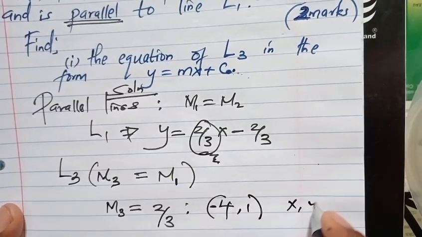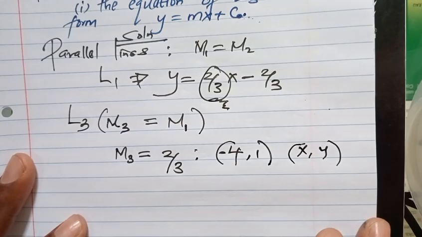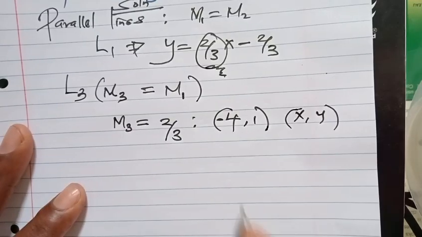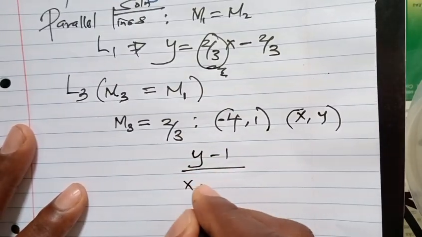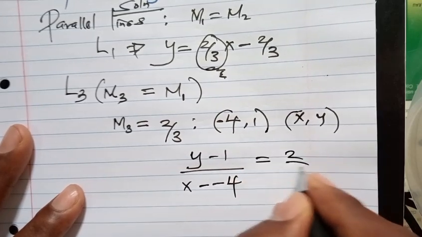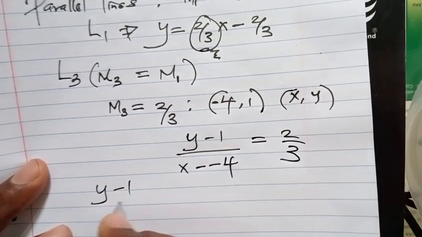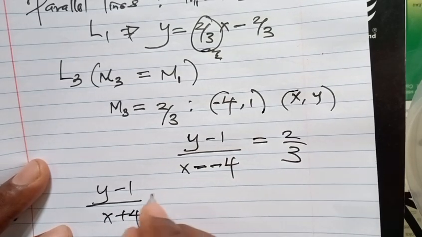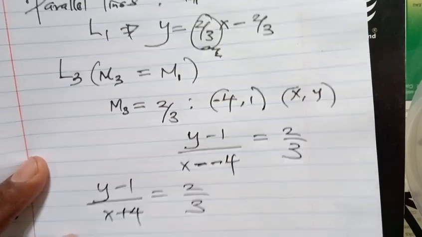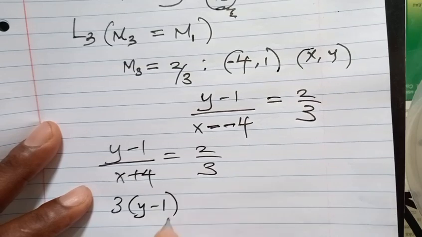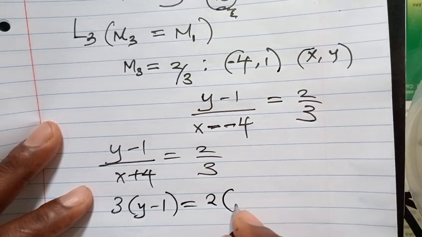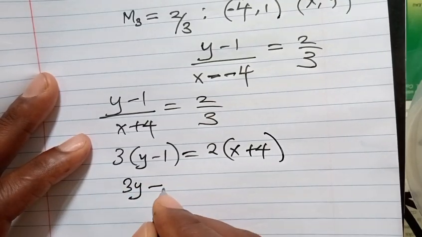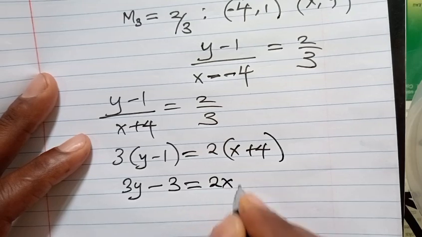We imagine another point, (x, y), and then do the same. Change in y over change in x, and then equal to this gradient. We shall have found the equation of this line. So y minus 1 over x minus -4 is equals to 2 over 3. In this case, y minus 1 over x plus 4, when we have a minus and a minus following each other, is a positive, is equals to 2 over 3. Cross multiplication, we have 3 into y minus 1 is equals to 2 into x plus 4. Expand: 3y minus 3 is equals to 2x plus 8.